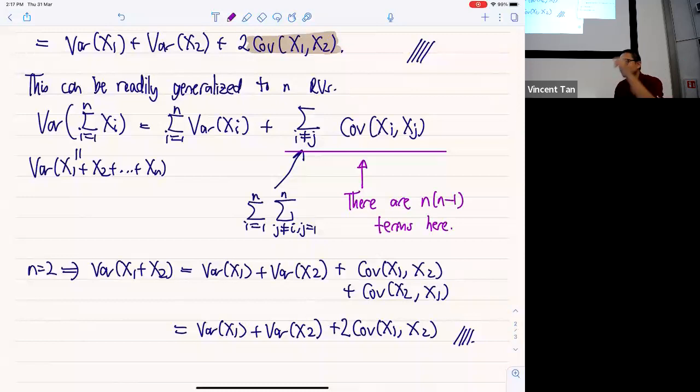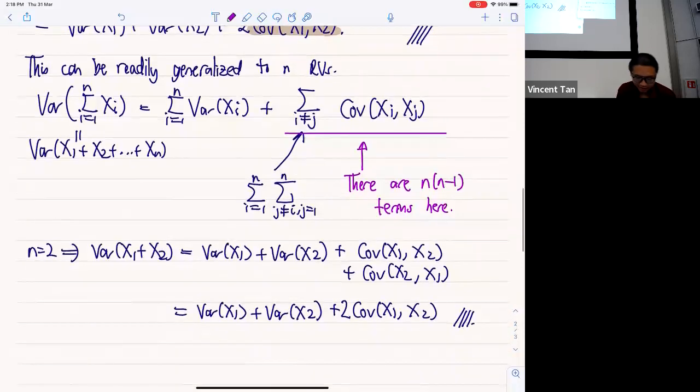Very good. That is the mechanical way. In my way, we do n choose 2 times 2. N choose 2 is n times n minus 1 over 2, and times 2 gives n times n minus 1. That's one way, the combinatorial way.